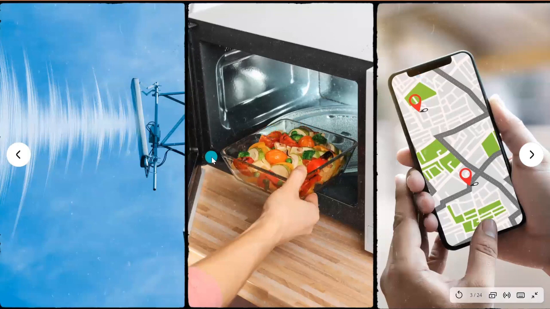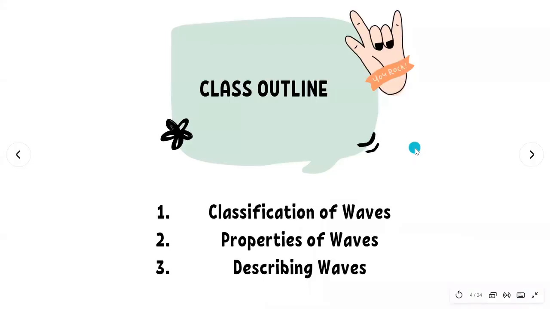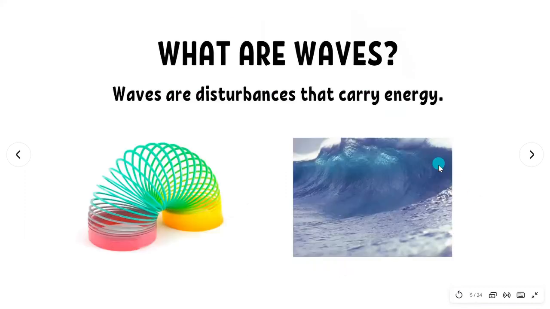We've been using waves in more ways than we can think of. For example, we've been using them as a tool for communication using radio waves. Also, we've been heating our food using microwaves, and we've been tracking anything or anyone using GPS in our cell phones. So today, this will be about waves. We have classification of waves, properties of waves, and of course, describing waves using math.